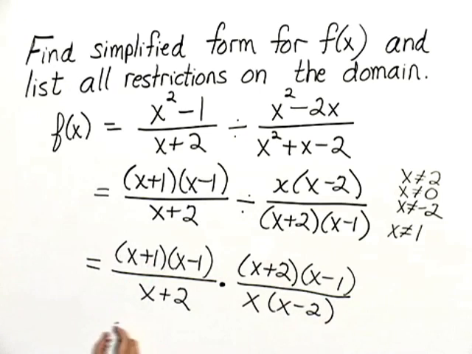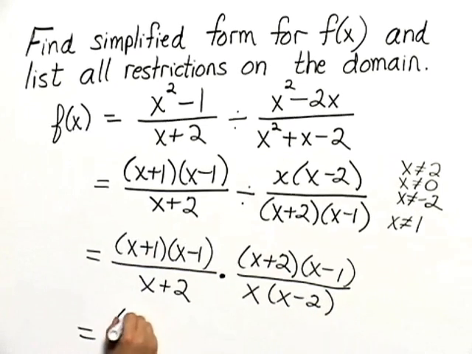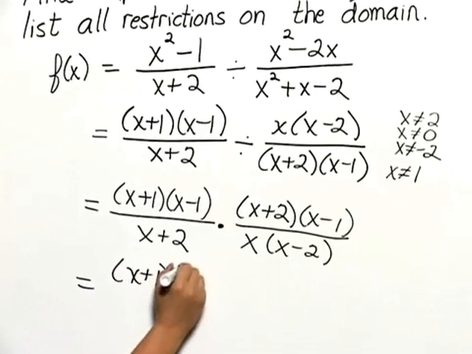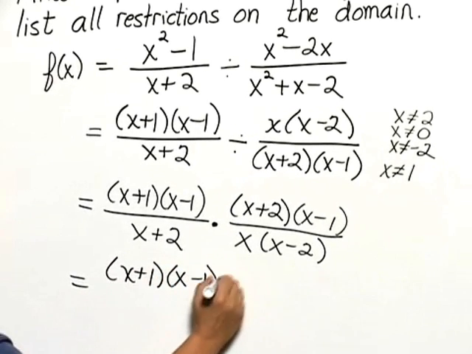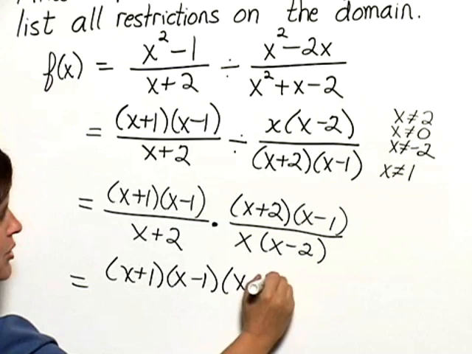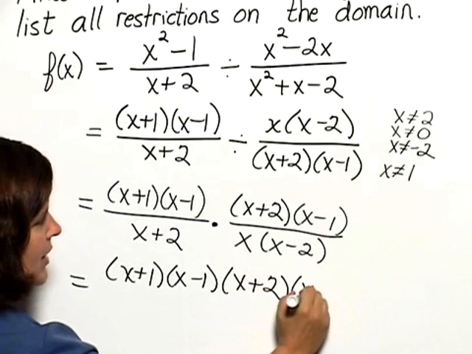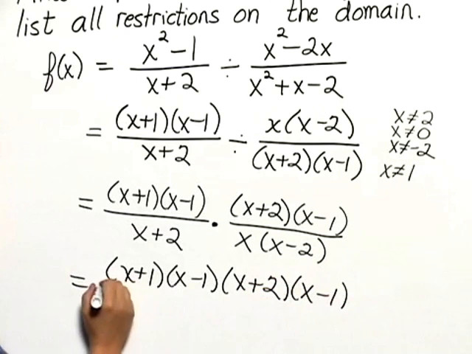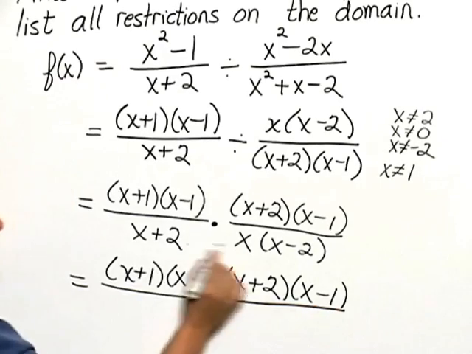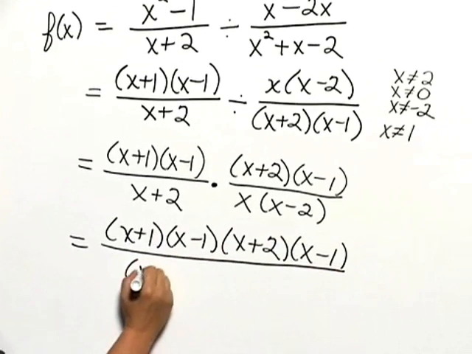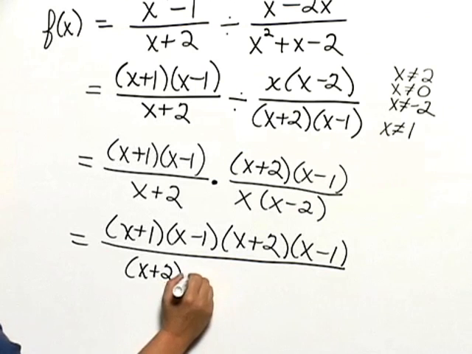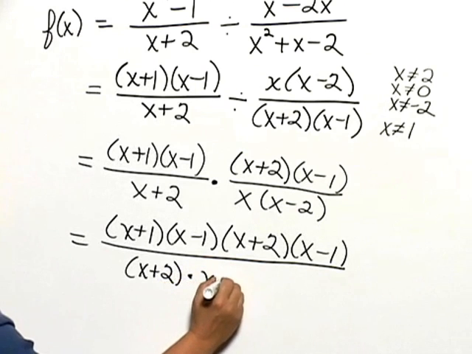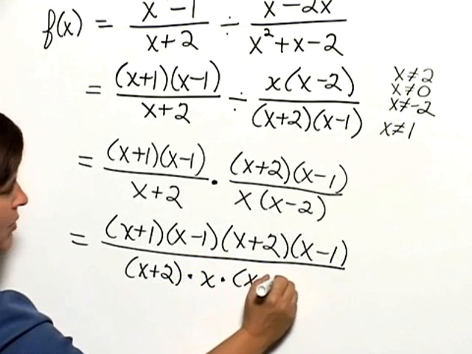We write then, multiplying the numerators, we have x plus 1 times x minus 1 times x plus 2 times x minus 1, all over, multiplying the denominators, we have x plus 2 times x minus 2.